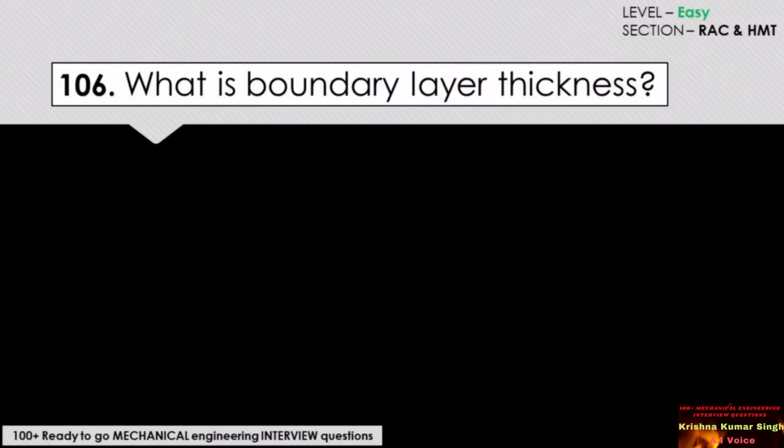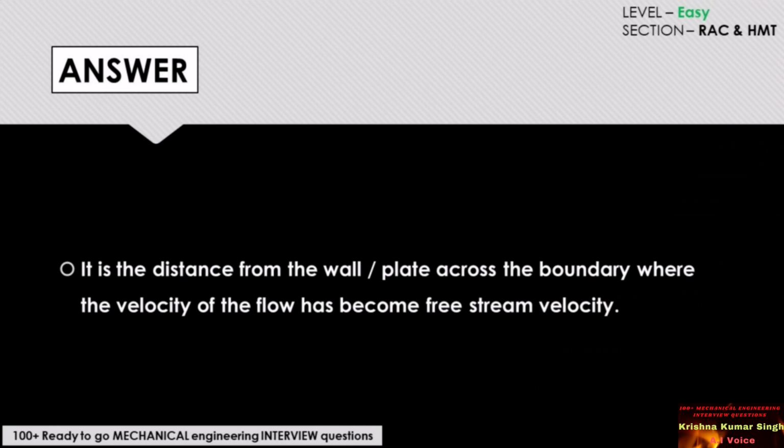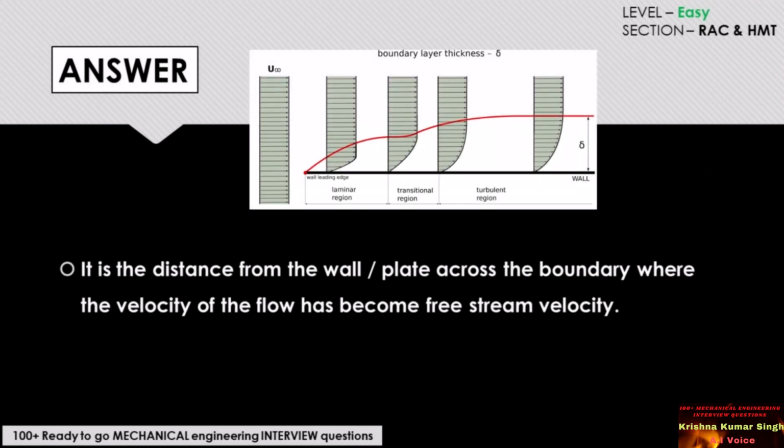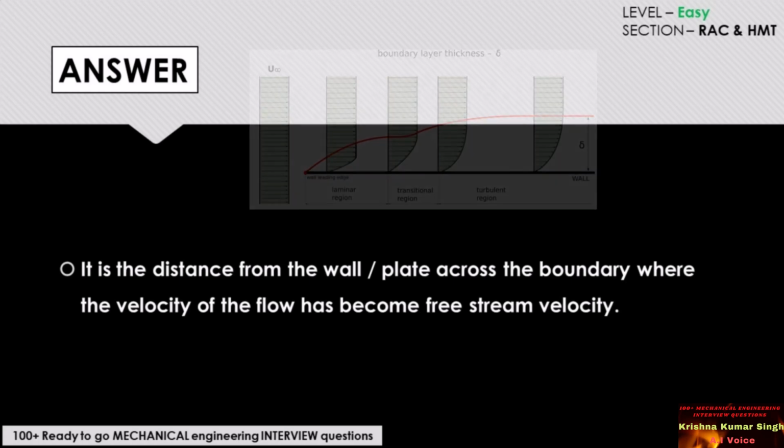What is boundary layer thickness? It is the distance from the wall plate across the boundary where the velocity of the flow has become free stream velocity.